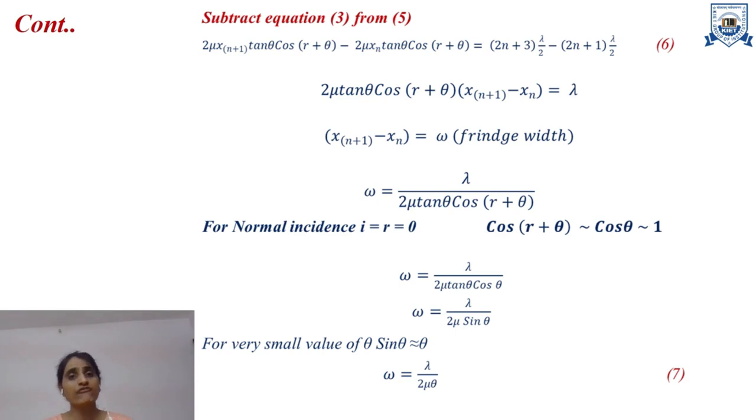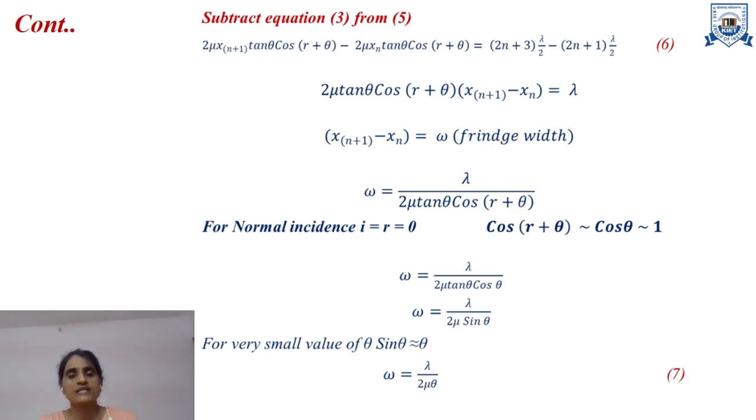Now I will subtract equation 3 from 5. That is 2 mu xn plus 1 tan theta cos(r plus theta) minus 2 mu xn tan theta cos(r plus theta) is equal to (2n plus 3) lambda by 2 minus (2n plus 1) lambda by 2. On this side, I can take some parameters common. The common parameter is 2 mu tan theta cos(r plus theta) times (xn plus 1 minus xn). This is equal to lambda. If I open the bracket, some terms get cancelled out, so it comes out equal to lambda, where xn plus 1 minus xn is the fringe width, which I denote by omega. So my omega is equal to lambda upon 2 mu tan theta cos(r plus theta).